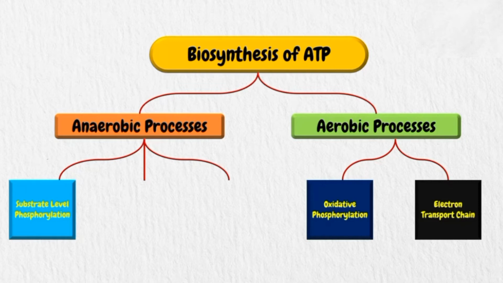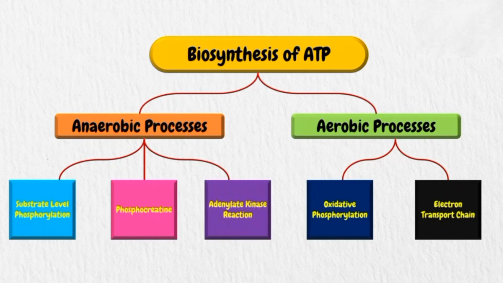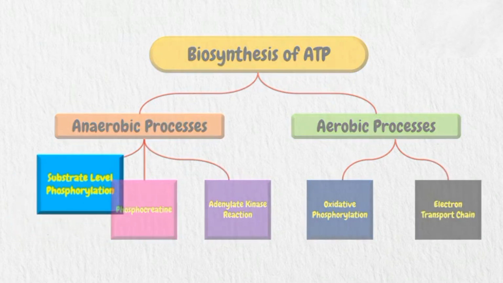Quantitatively, the most efficient method for producing ATP is by aerobic metabolism by oxidative phosphorylation. However, ATP can also be produced, albeit less efficiently, under anaerobic conditions, by substrate-level phosphorylation from phosphocreatine and by the adenylate kinase reaction. Although less efficient, the ability to produce ATP without oxygen can be of life-saving importance. Let us ponder upon each one of them.